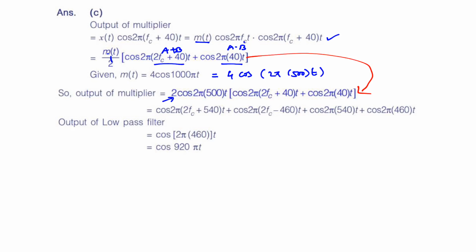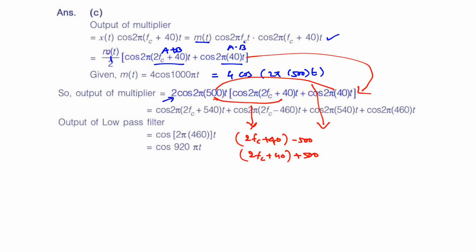Next, again use the same formula: cos a cos b is half of cos (a plus b) plus cos (a minus b), and always choose the highest as the a term. From this, if you take the first two terms, you apply it once, and if you take the other two, you apply it another time. So if you observe these, you get 2fc plus 40 minus 500, and another term 2fc plus 40 plus 500.